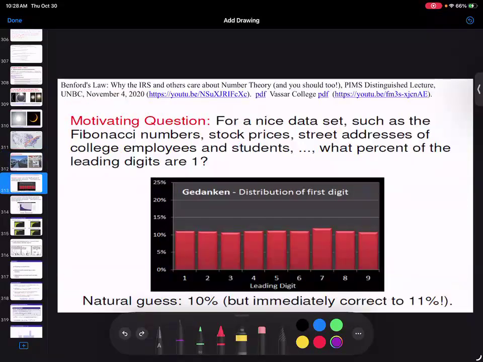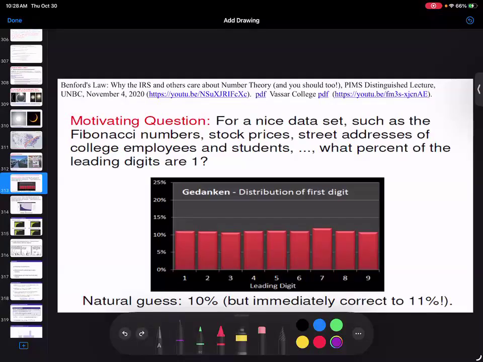So here is a really natural question. If I consider a lot of sequences of data, I could ask, what percent of the first digits are 1, what percent of the first digits are 2, and so on. And you might initially guess that maybe 10% of the time you're 1, 10% of the time you're 2, all numbers are equally likely. And then you realize, well, you're never going to start with a 0 because we write numbers in scientific notation. So 0.001701 would be 1.701 times 10 to the negative 3. So you might change your guess from 10% to 11%.